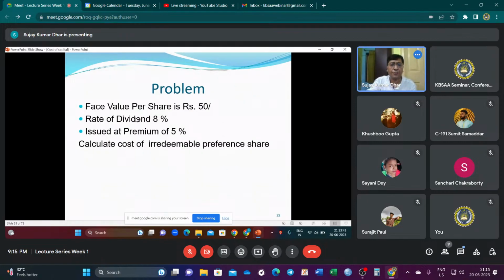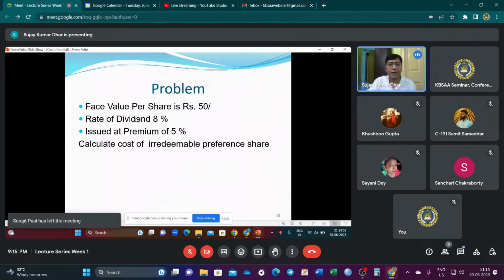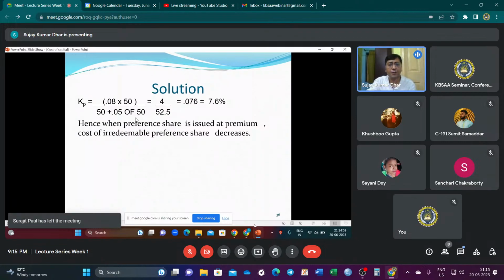Face value per share, 50 rupees. Rate of dividend, 8%. Issued at premium, 5%. Issued at premium 5% means 50, 52.5. So purchase price is 52.5. So 4 by 52.5, it is 7.6%. So instead of 8%, it has come down to 7.6%. When preference share is issued at premium, cost of irredeemable preference share decreases.